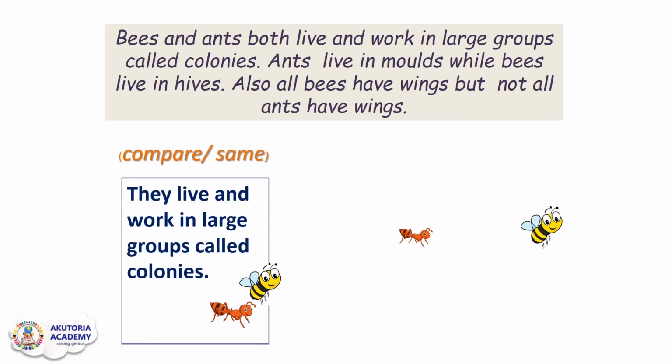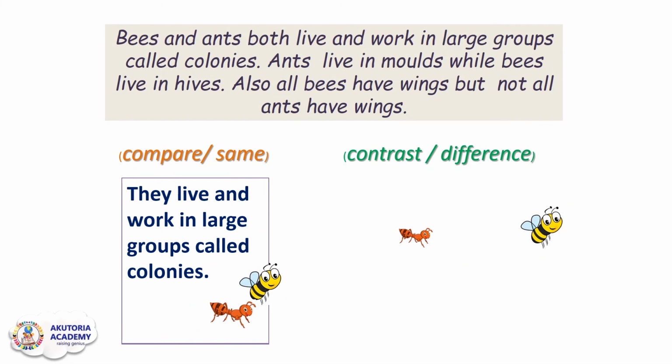I would love to compare because the author is talking about bees and ants. And he mentioned that they live and work in large groups called colonies. So bees work in colonies, ants work in colonies. Bees live in colonies, ants live in colonies. Alright, that's the similarity between bees and ants. This is what makes them the same.